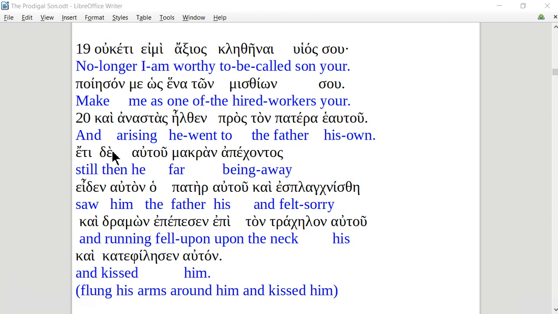Perhaps here, but while he was still a fair way away, eiden auton ho pater autou, his father saw him and felt sorry for him. It doesn't say for him, but again we'd have to supply that in English. Kai dramon, and running, fell upon his neck and kissed him. So we'd say he ran and threw his arms around him. That's the way we'd say this in English. He ran up and threw his arms around him and kissed him.